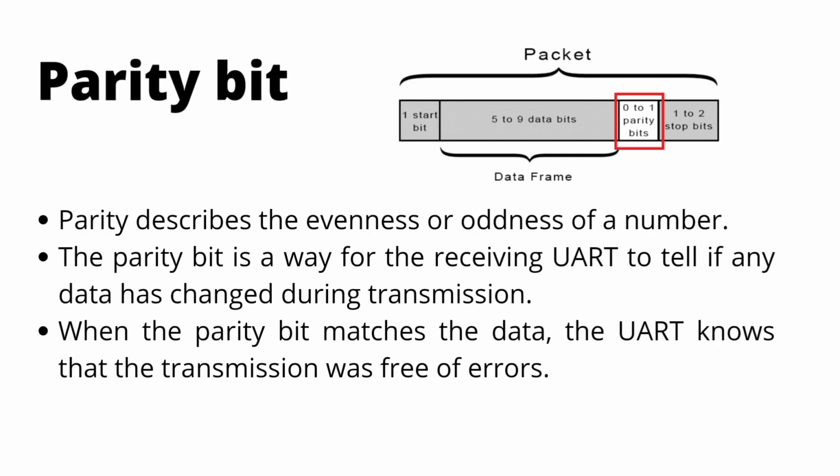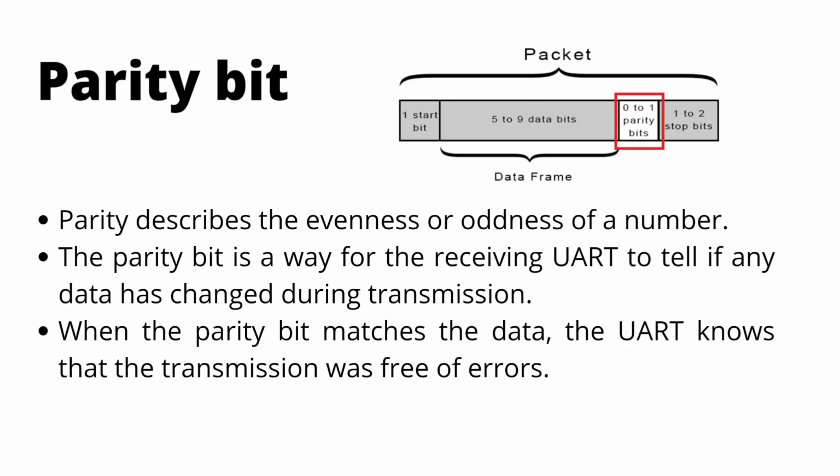Next, the parity bit. Parity describes the evenness or oddness of a number. The parity bit is a way for the receiving UART to tell if any data has changed during transmission. Bits can be changed by electromagnetic radiation, mismatched baud rates, or long distance data transfer. After the receiving UART reads the data frame, it counts the number of bits with a value of 1 and checks if the total is an even or odd number.